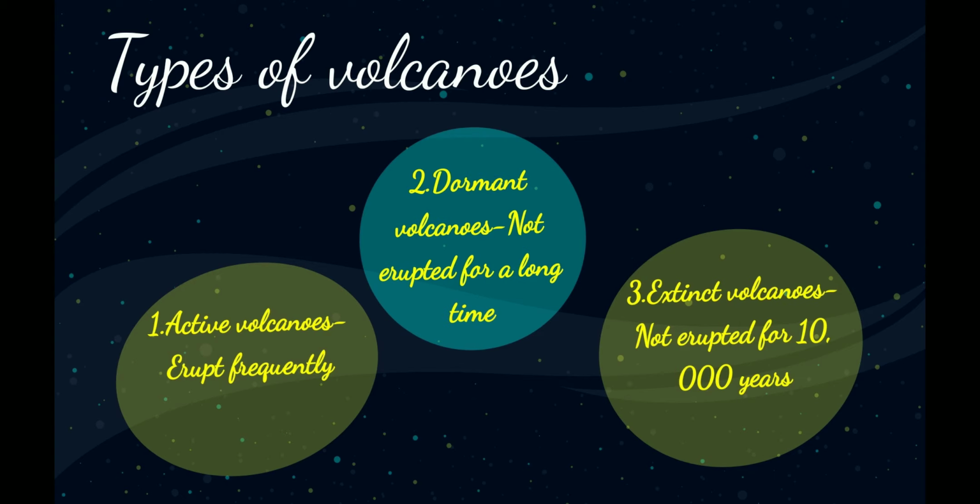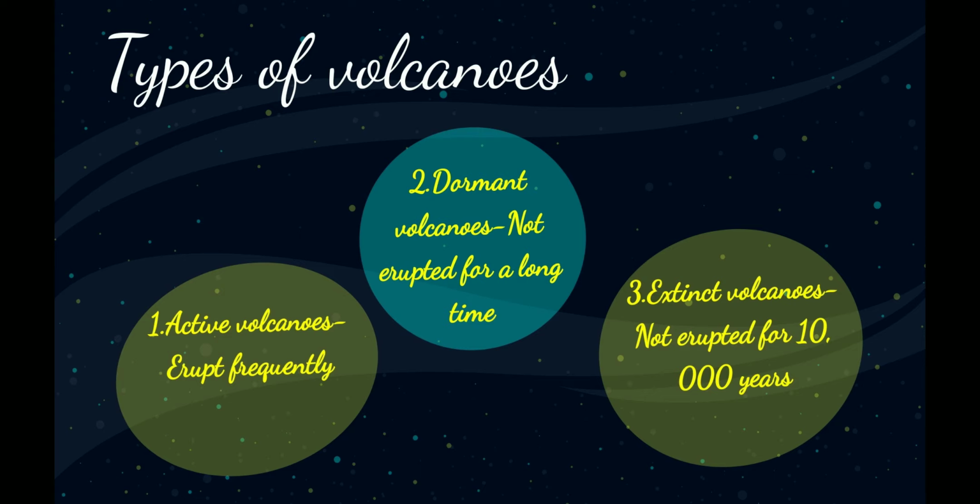Types of volcanoes. We have three types of volcanoes. Firstly, we have active volcanoes. Volcanoes that erupt frequently are called active volcanoes. Next, we have dormant volcanoes. Volcanoes that have not erupted for a long time but have chances of erupting in future are called dormant volcanoes.